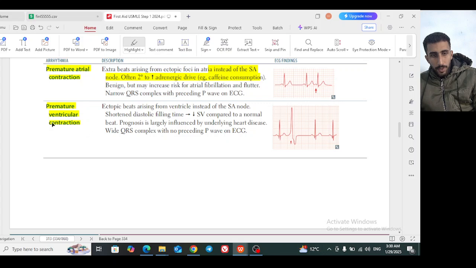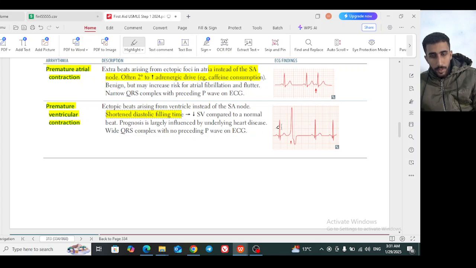Premature ventricular contraction is ectopic beats arising from the ventricles instead of the SA node. So it came from the ventricle instead of the SA node. No P waves because it came from the ventricle. This is the PVC or premature ventricular contraction. The effect of that: it came early, so this allows for shorter diastolic filling time, and subsequently decreases stroke volume compared to a normal beat.